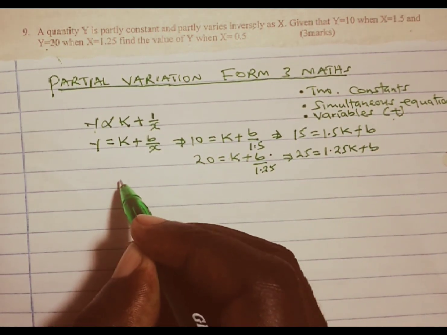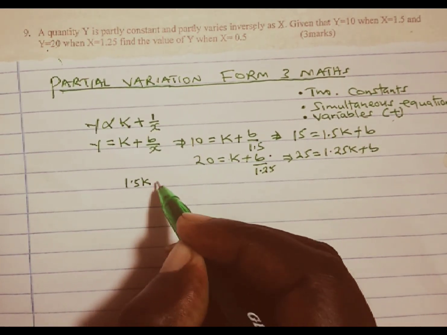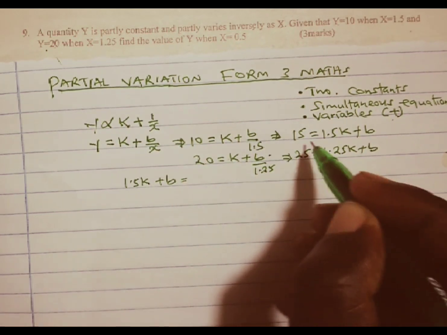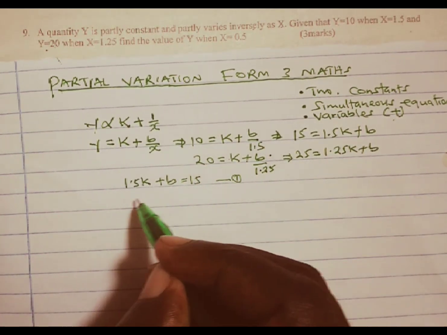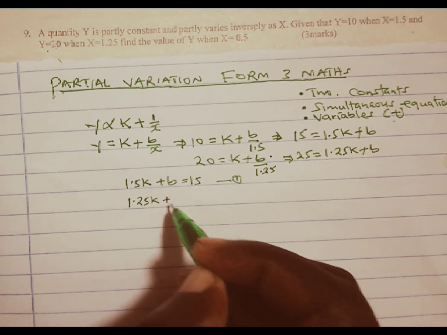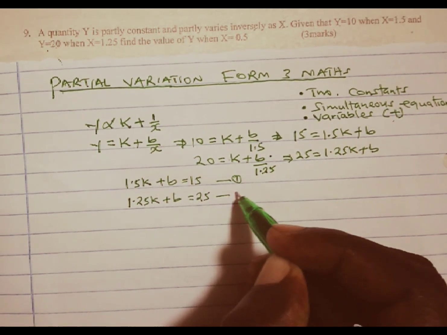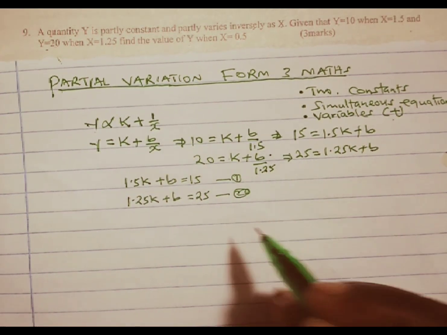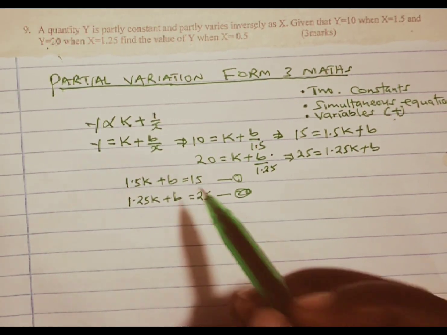So we can pick our two equations, that is 1.5k plus b being equal to 15 as our first equation. Then we have 1.25k plus b being equal to 25 as our second equation. From there now we can solve the two simultaneous equations.